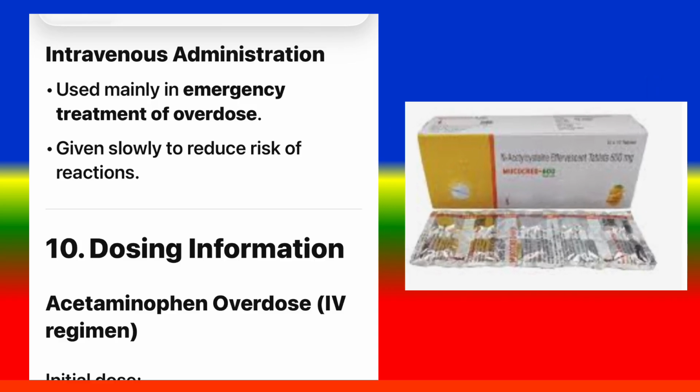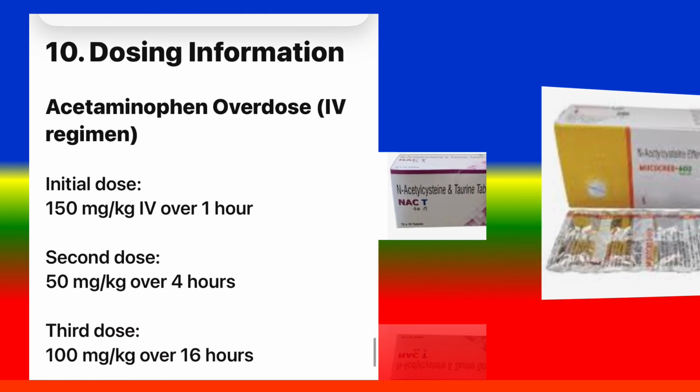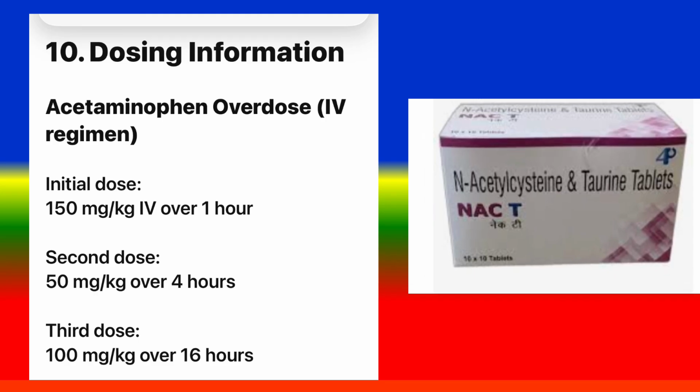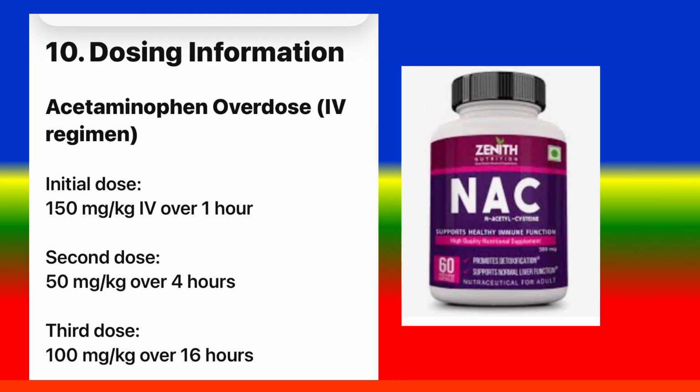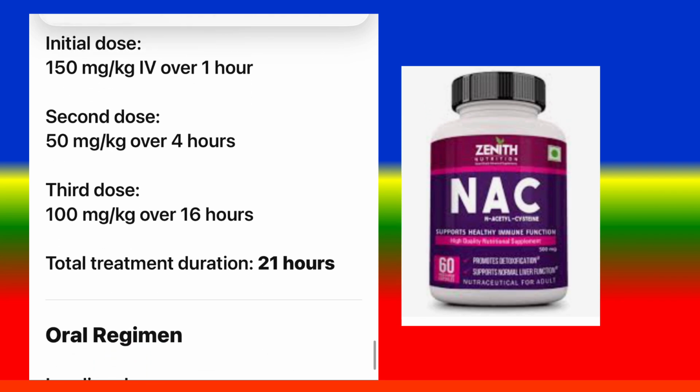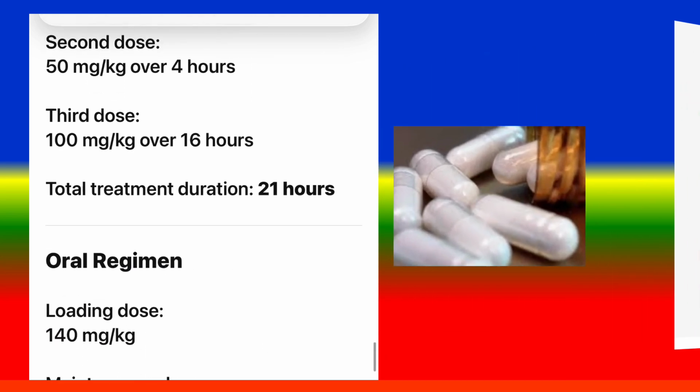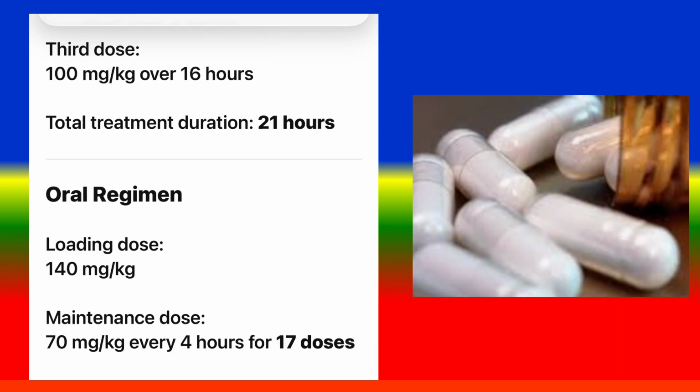Number 10. Dosing information. Acetaminophen overdose, IV regimen. Initial dose, 150 mg/kg IV over 1 hour. Second dose, 50 mg/kg over 4 hours. Third dose, 100 mg/kg over 16 hours. Total treatment duration, 21 hours.